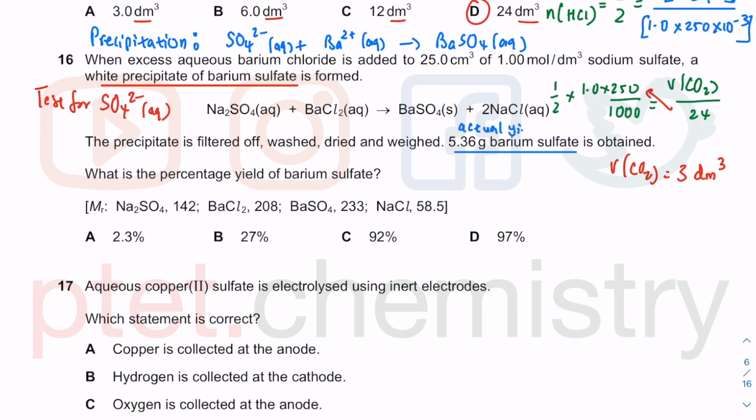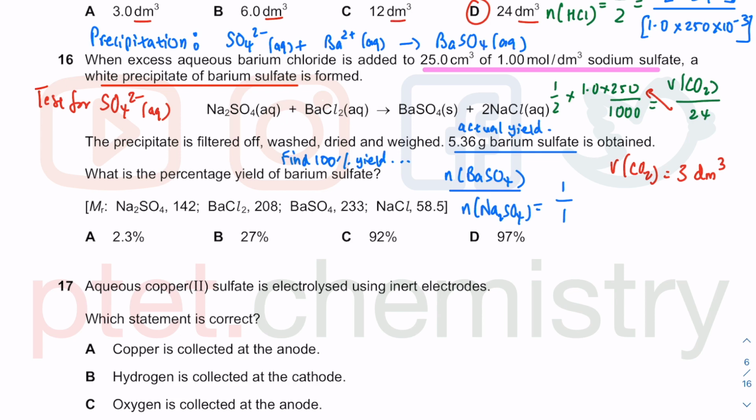The question is, to find out the percentage yield, you need to find theoretical yield. Find 100% yield, which is the theoretical yield, from the balance equation. So the mole of barium sulfate is what you want to find, because you want to find the mass of barium sulfate. What information do I have? I use excess of barium chloride, so this thing must be limiting. So I'm going to use this n equal to C times V, because this is concentration, this is volume. So that is the mole of the sodium sulfate. And they happen to be 1:1, which means they are equal there.